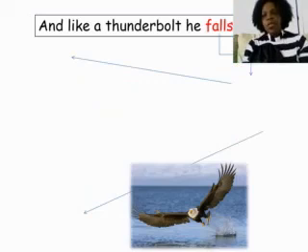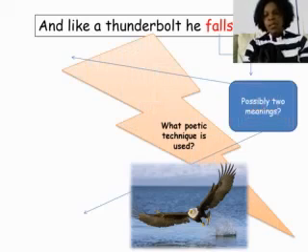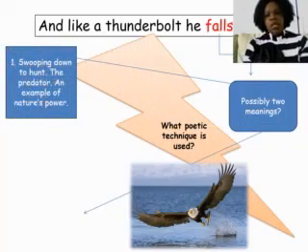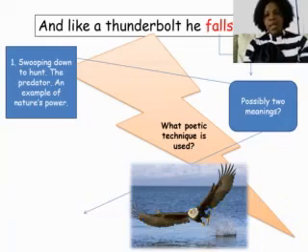And like a thunderbolt he falls. What poetic technique is used? And the second question is, can we possibly have maybe 2 meanings? Let's drill down and see. So first, he's swooping down to hunt. We talked about him being the predator. I'm calling the eagle him because of that pronoun he, right? So we're really using all the clues the poet has given us. So it's an example of nature's power. You know, he's at the top, he has power.